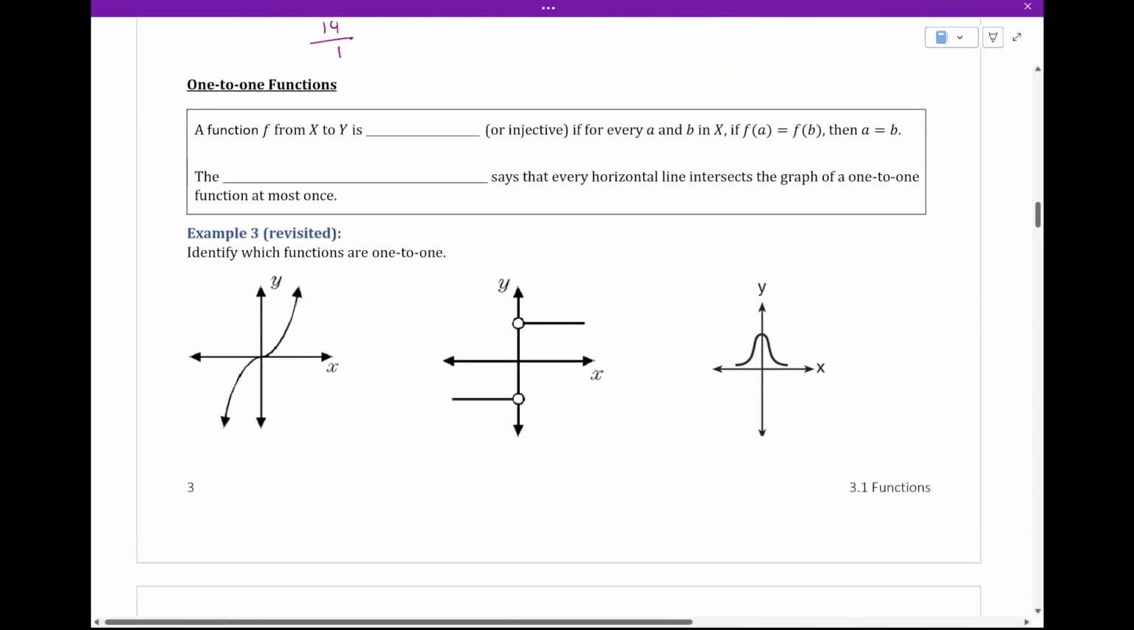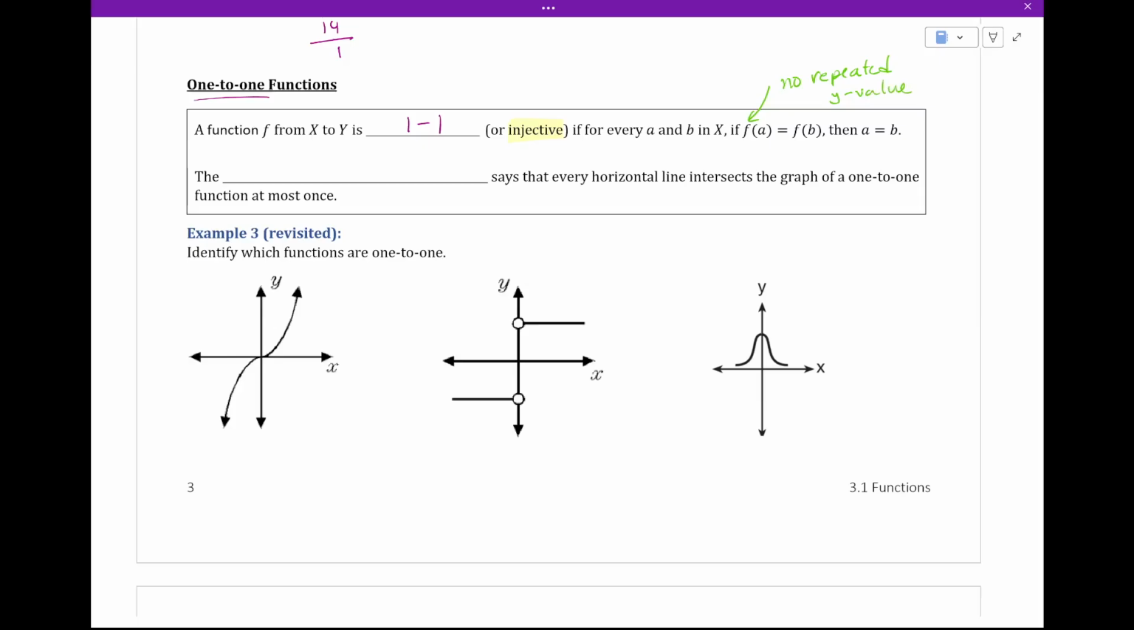Okay. We are moving right along to one-to-one functions. This is probably also something somewhat of a review for you. A function f from x to y is one-to-one. Sometimes we write out 1 to 1, usually with the dashes, or if you'd like a shorthand, you do a 1 and then a dash and then a 1. Also called injective. If for every a and b in x, if f of a is equal to f of b, then a is equal to b. And what this means in practice is that there are no repeated y values.